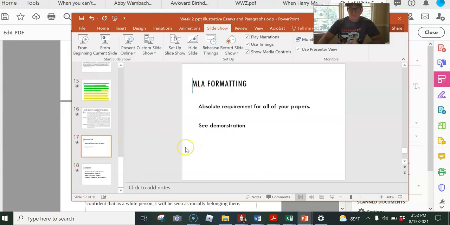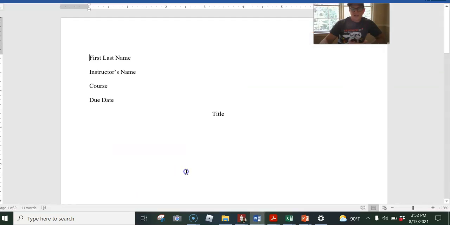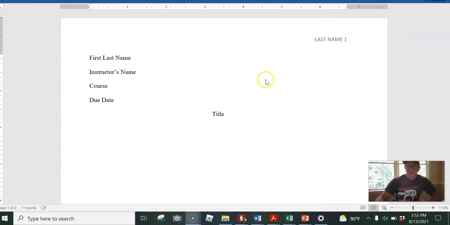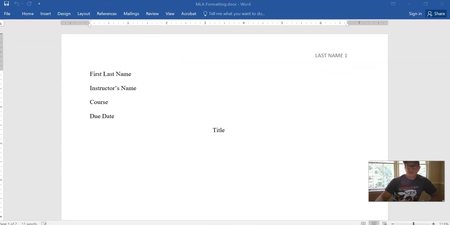All right, so we need to go over MLA formatting. With your essay, you will have to submit your paper written in MLA formatting. Now, I'll make it easy for you. If you just download the MLA template that I've uploaded, it'll be under Essay 1, okay? Then all you have to do is click in it and insert your information.